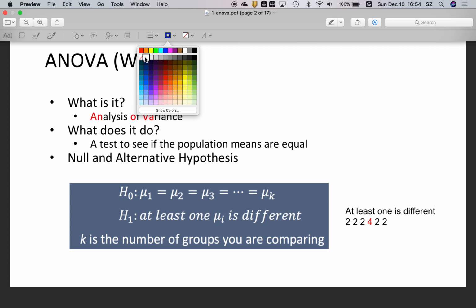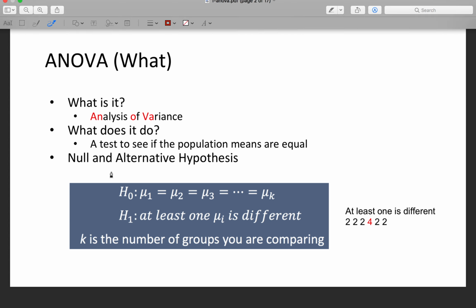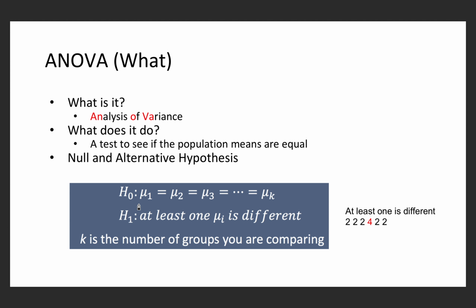Okay, let's choose a bright color so you can see everything. So here, the null hypothesis is that all of them are the same. And the alternative is that one of them is different. So you can say at least one is different, or at least one pair is different. It's kind of the same thing, right? So at least one is different.